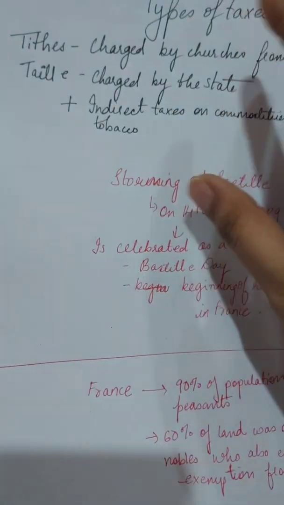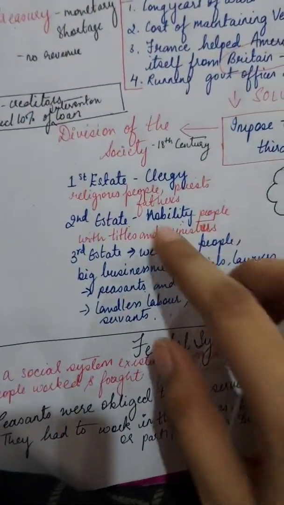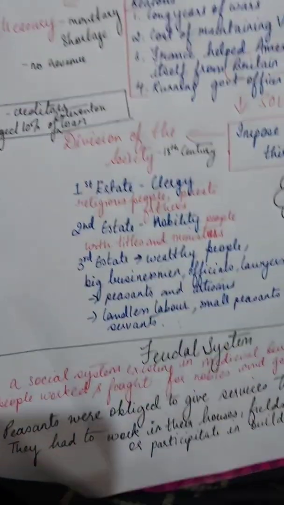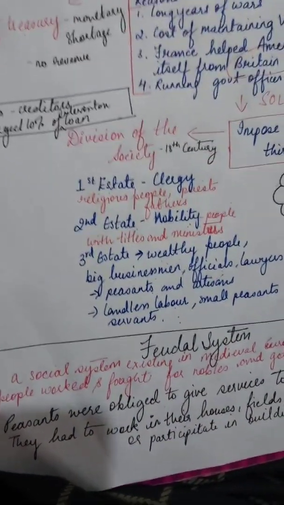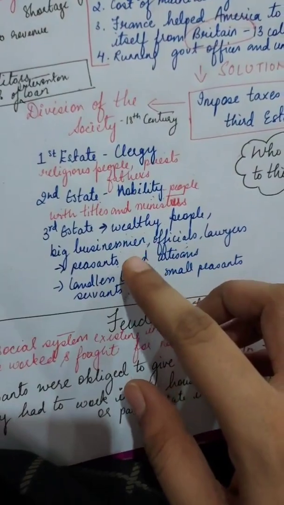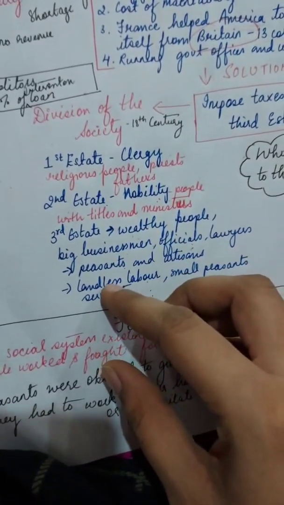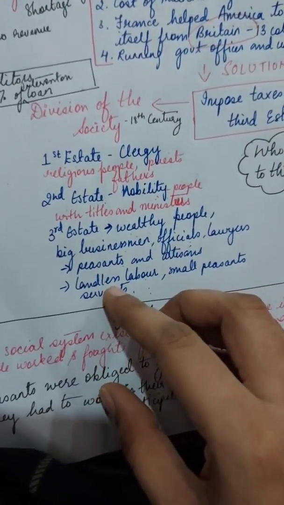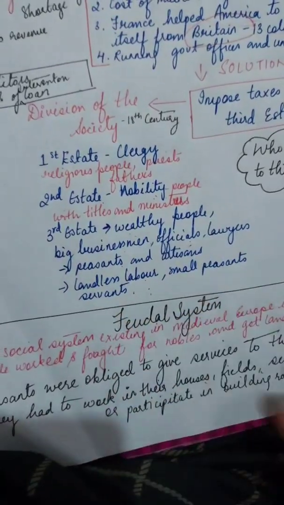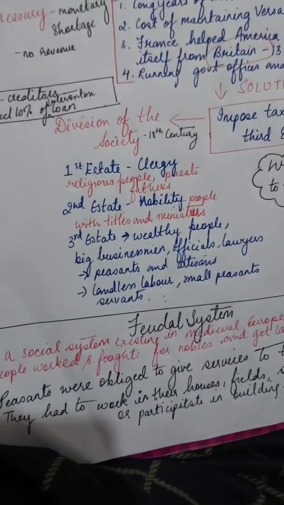So all kinds of taxes were imposed on the people of the third estate. It was easier for the wealthy people to pay, but all the burden was really felt by how many people? Felt by these people who were called what? Peasants and the landless laborers, small peasants, servants who were working on the lands of what? Nobles and clergy.